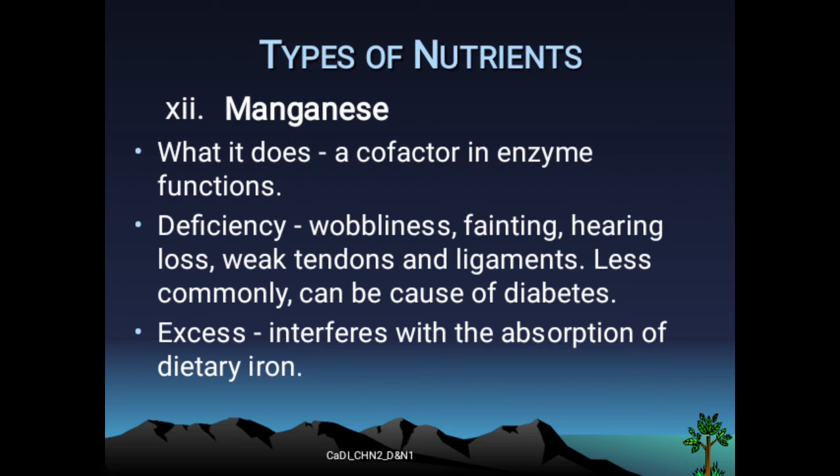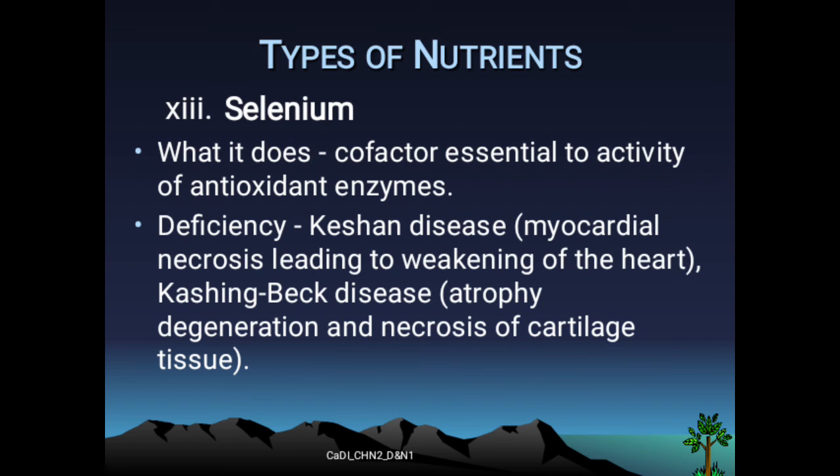Magnesium. It's a cofactor in enzyme functions. Its deficiency causes wobbliness, fainting, hearing loss, weak tendons and ligaments. Less commonly it can be because of diabetes. When taken in excess, it interferes with the absorption of dietary iron.